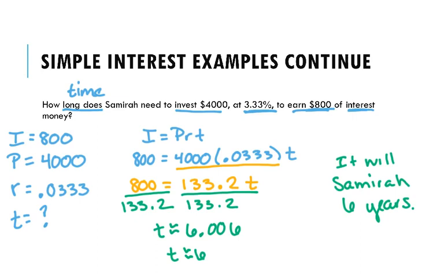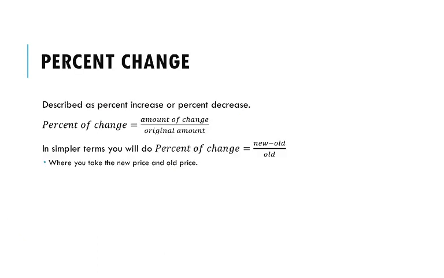Right now, what we're going to do is we're going to go into percent change. So percent change is typically described as a percent increase or a percent decrease. The formula that is given to you guys is the percent change is equal to amount of change over the original amount. However, I came up with this nice, easy one that helps you guys. So you take the new amount minus the old amount over the old amount, whether that's the price or what you're investing or anything like that. And that's the one that we're going to be using. It just puts it in simpler terms for you guys.